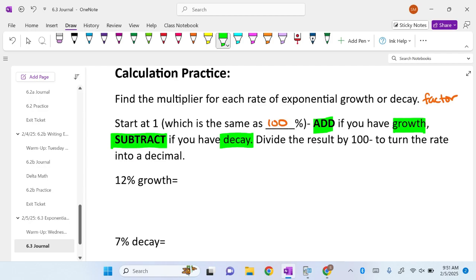I kind of do things backwards. I usually turn my rate into a decimal first, then just add or subtract it from 1, depending on what it is. All right, so we're going to practice that. All we're doing for these is finding that B value that we would put into our hypothetical equation.